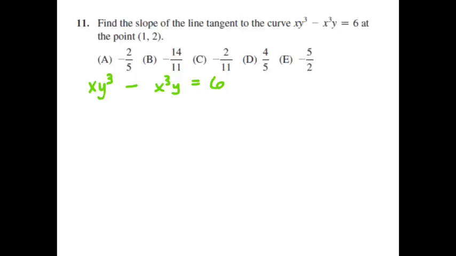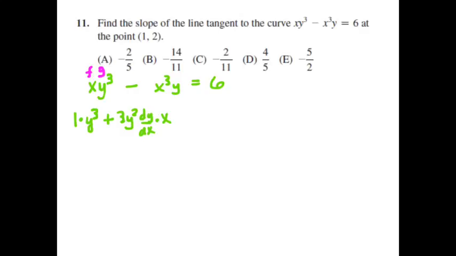And my first term is an x times a y, so I need to do product rule. So the x is going to be my f, the y cubed is going to be g. My product rule starts out f prime times g, so the derivative of x is 1, and g is y cubed, plus g prime times f, so my g prime would be 3y squared dy dx. Don't forget that dy dx whenever you're taking a derivative of y. And this is g prime times f, which is x.